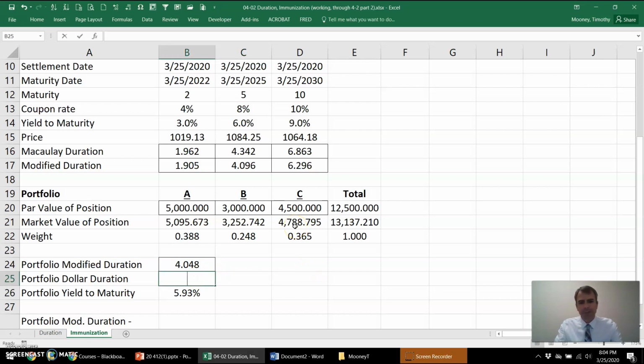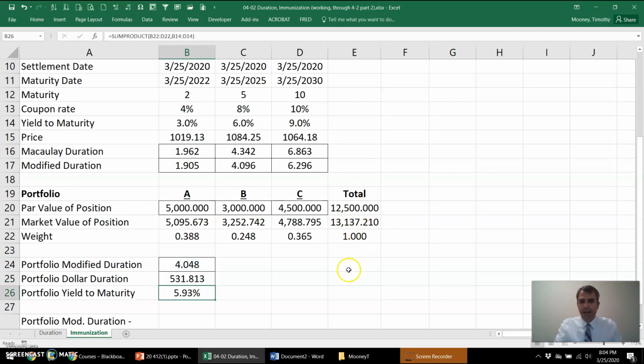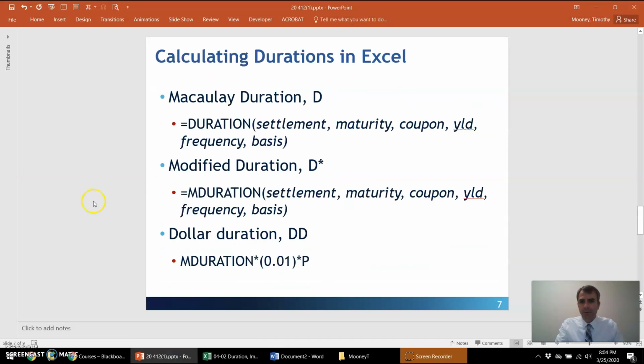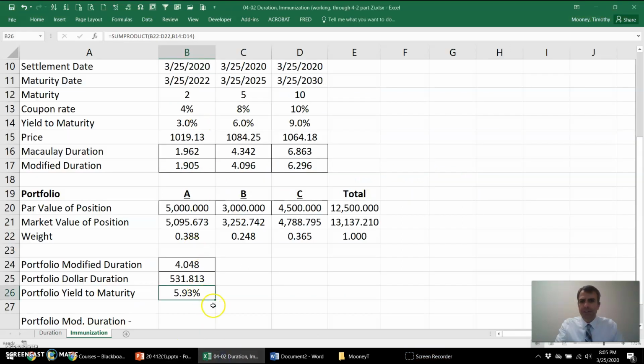And then the dollar duration, we can just take the modified duration, right? And actually, let's take the modified duration divided by 100 times the portfolio's market value, following the dollar duration formula, where instead of the price of one bond, we've got the market value of the portfolio here. Portfolio modified duration divided by 100 times the price. That's what this formula looks like right here. So in dollar terms, a 100 basis point increase in interest rates is associated with a decline in the market value of this bond portfolio of $531.81.